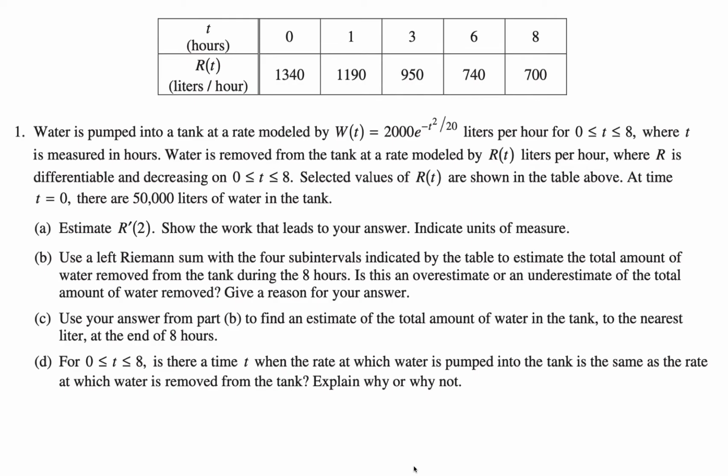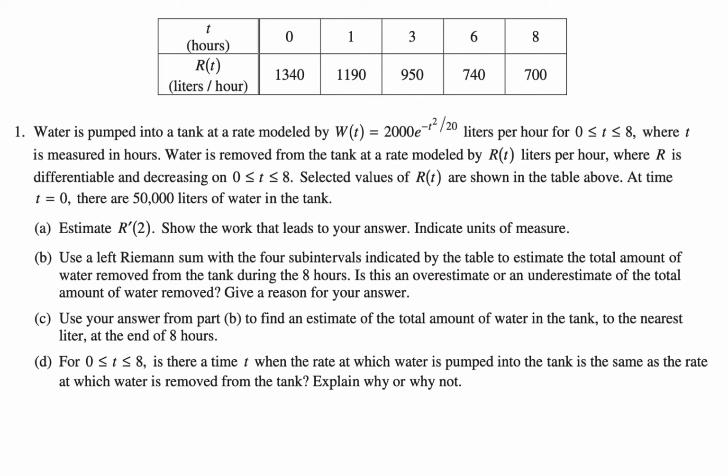Look at 2016, number 1. So we have the table of values here. Water is pumped into the tank at the rate of W of T. So that's how much water is going into the tank. And then what is removed from the tank is modeled by R of T, which is the table right above here. And it's differentiable and decreasing from 0 through 8.